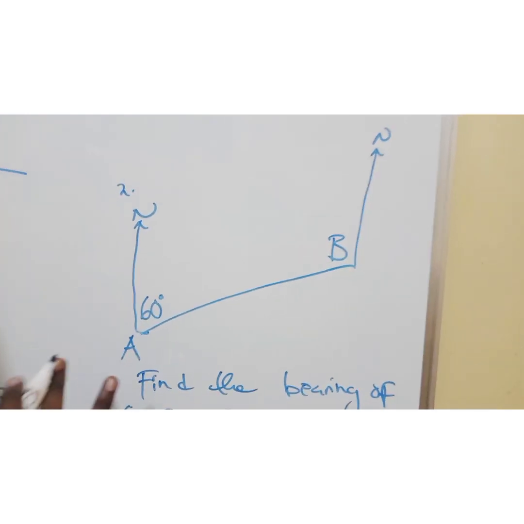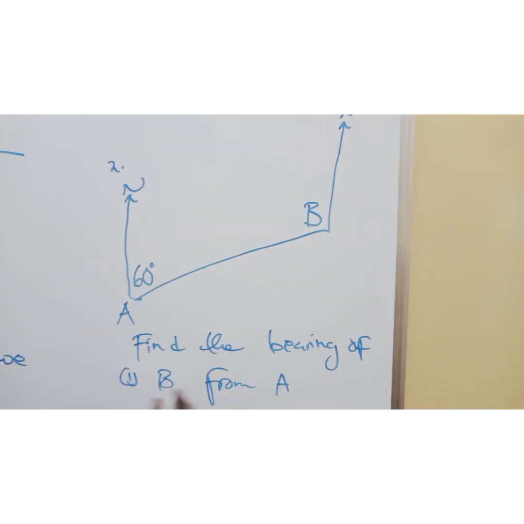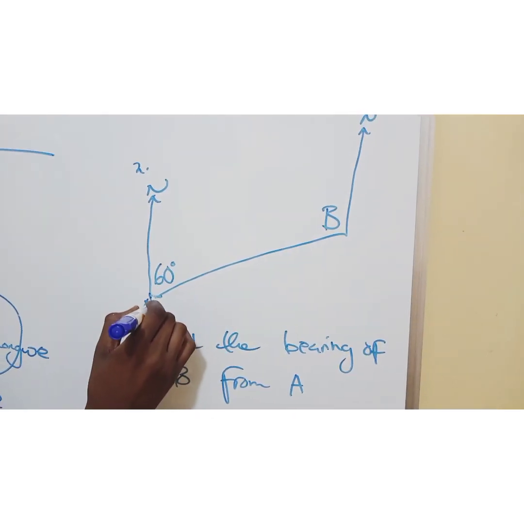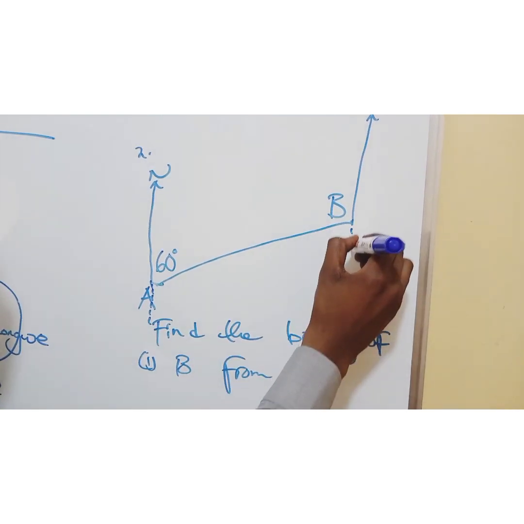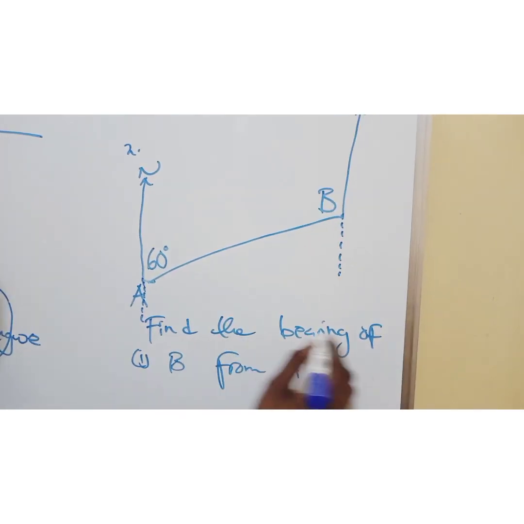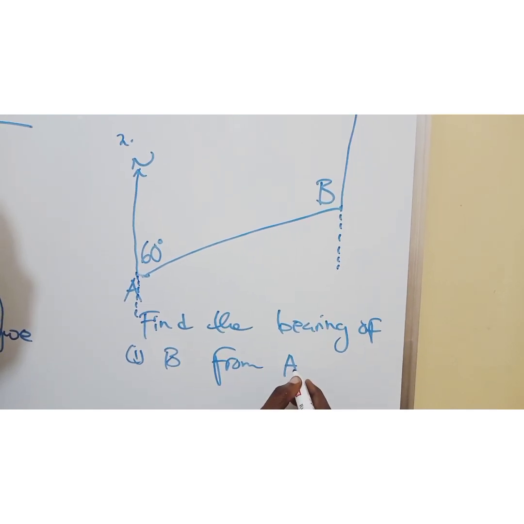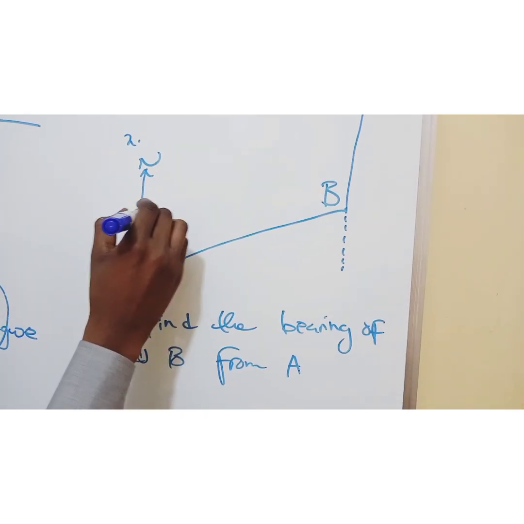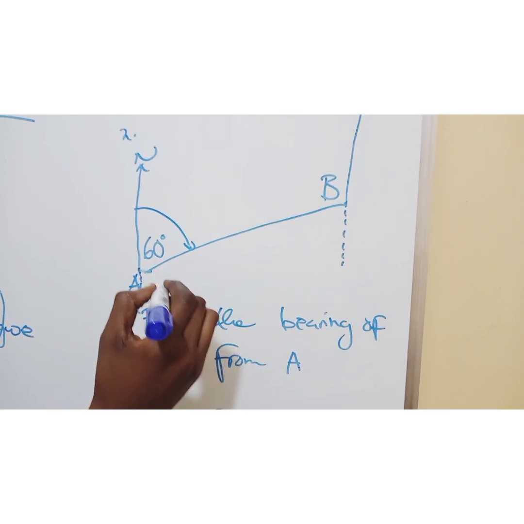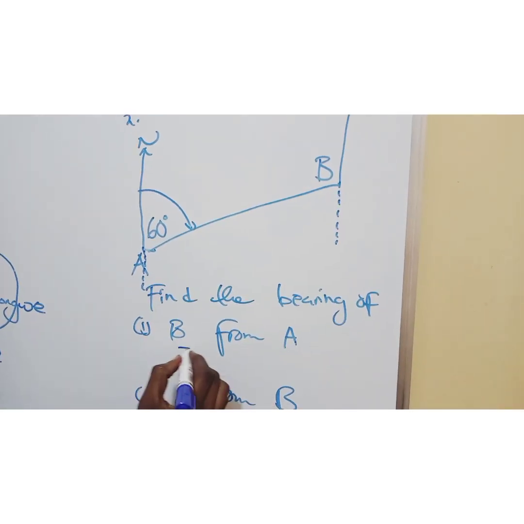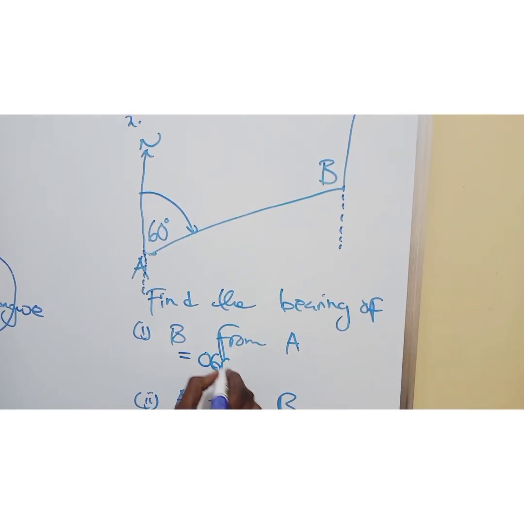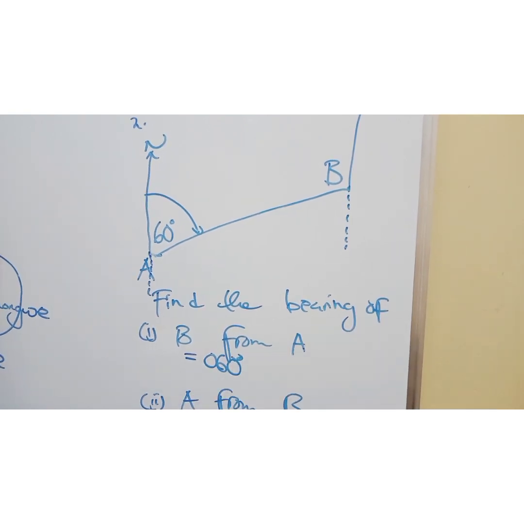So, example 2. Find the bearing of B from A. As I said, extend your line first. Then here, extend. So find the bearing of B from A. Where's my starting point? A. So from here up to here. What number is here? 60. So we have 060. Why 060? Bearings are 3 figures.